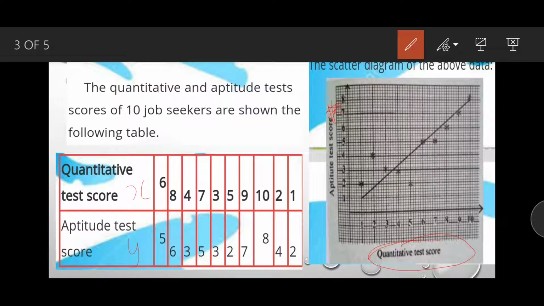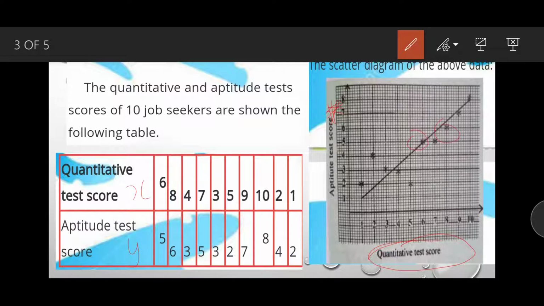When x is 6, look at the first column. When x is 6, y is 5. Go and put it on your diagram, and that is this value. When x is 8, y is 6, and that's the value you have here.